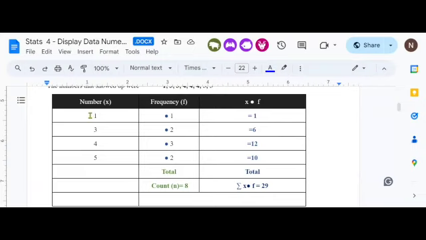Multiply the number times the frequency, and then you keep repeating this until you get the total. What's the total of those numbers? The sum, right? The sum of x times f. X is the number, f is the frequency.